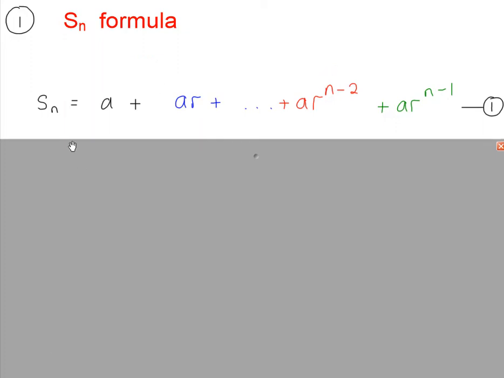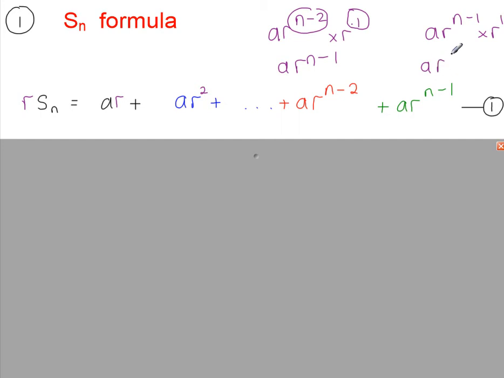Now I'm going to multiply both sides of this equation by r. If I multiply by r here, you've got ar to the n minus 2 times r to the power of 1, and if you add these indices together, n minus 2 plus 1 gives you n minus 1. If we do the same for the last one, ar to the power of n minus 1 times r, if you add the indices here, you get ar to the power of n, the minus 1 plus 1 will cancel.